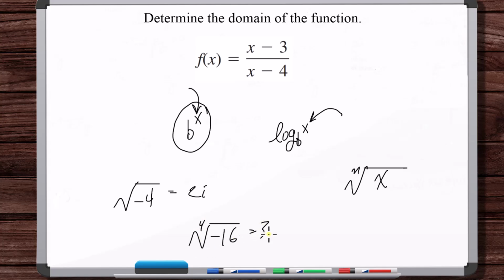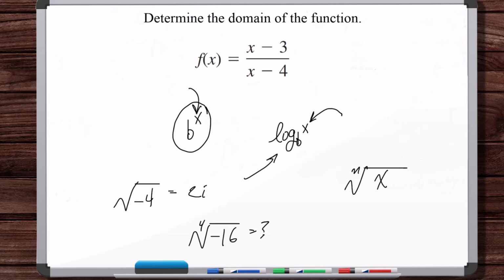Once you're done with complex analysis, if you want to include complex numbers, there's no more issue with even root radicals and negative numbers. And that's going to be the exact same idea when it comes to logarithms with inputs that are less than or equal to 0. However, when it comes to dividing by 0, that's still a no-go. It doesn't matter what level of math you get to. In the year 2025, there's no scenario where you're allowed to divide by 0.